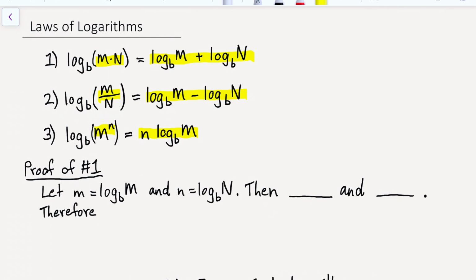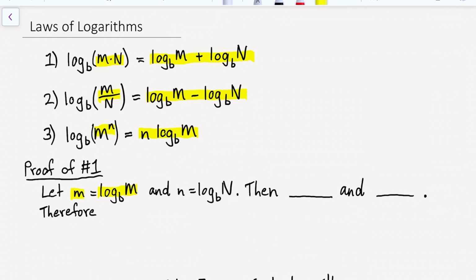All of these laws in some way derive from properties or laws of exponents because logarithms are closely related to exponents. They are the inverse of exponential functions. I'm just going to prove the first rule in this video and assure you that the second and third rules follow similar proofs and similar properties. So let's think about the first rule.